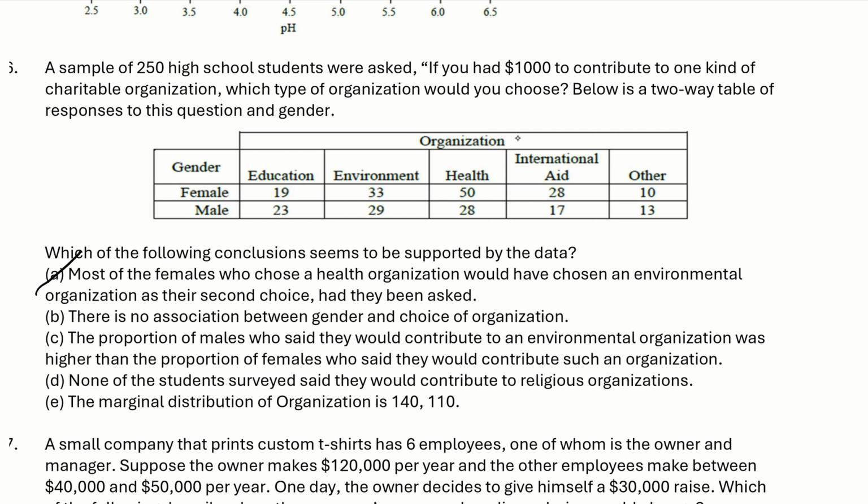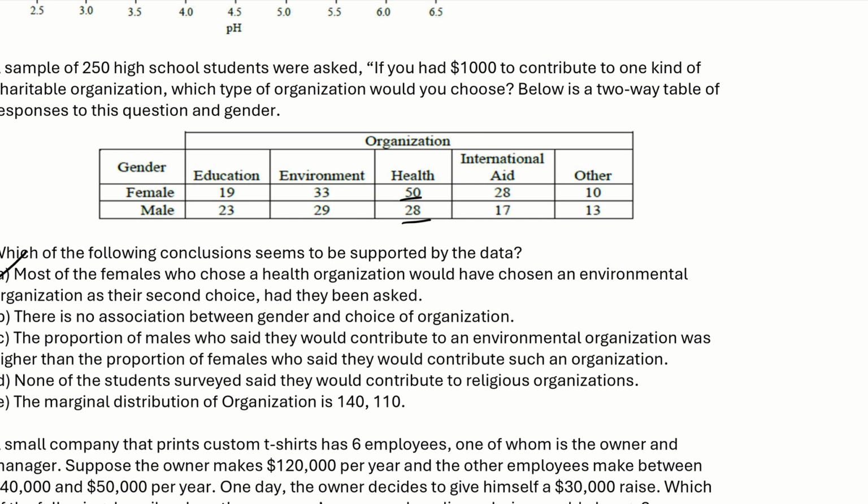There's no association between gender and choice of organization. Okay, is there an association between your gender and what you choose? Well, let's take a look at health for female versus for male. In other words, if I'm a certain gender, am I more likely to choose one or the other? So let's go and take a look. In order to do this, we need to figure out how many males are there, how many females are there in total.